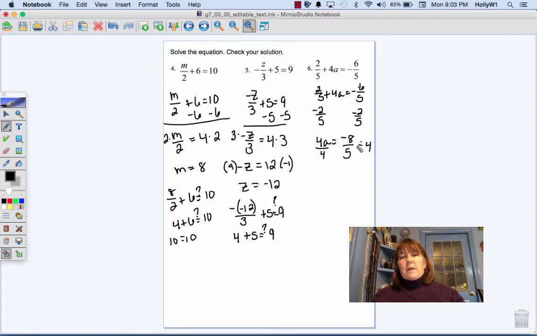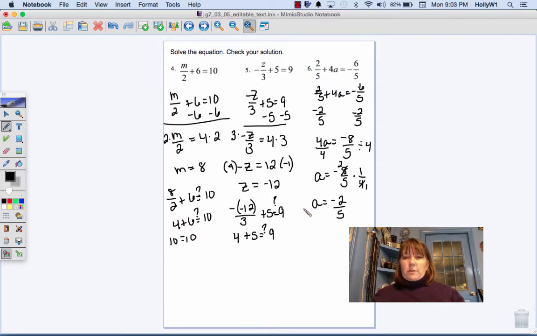Now if you remember, keep it, change it, and flip it. We're actually multiplying by the reciprocal. So a is equal to negative 8/5 times 1/4. I'm going to cross simplify. That's 1. That's 2. So a is equal to negative 2/5.